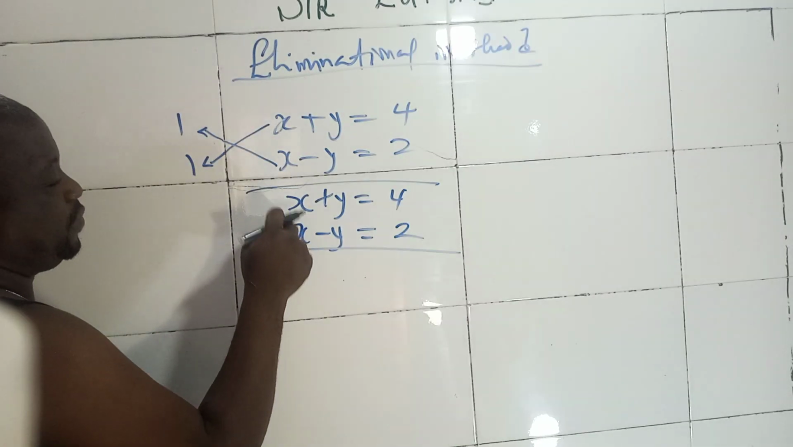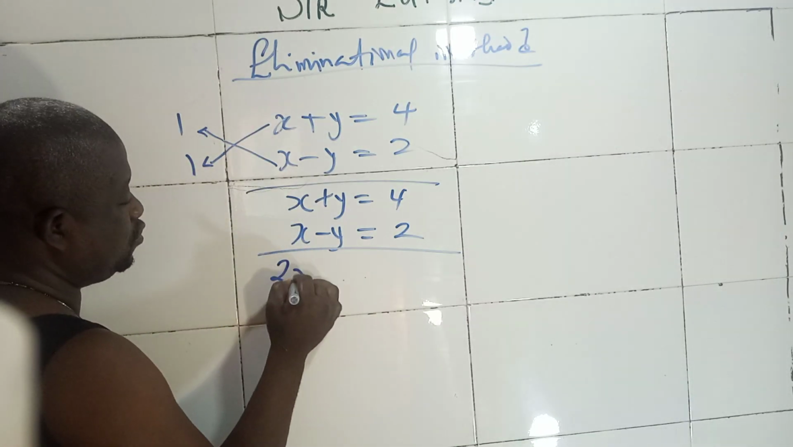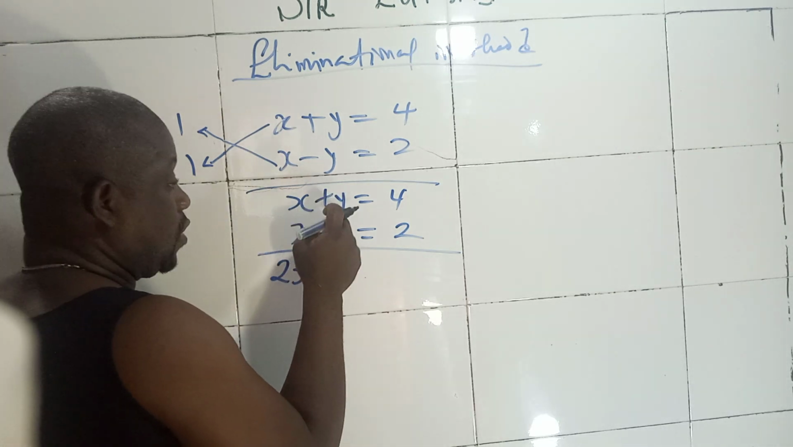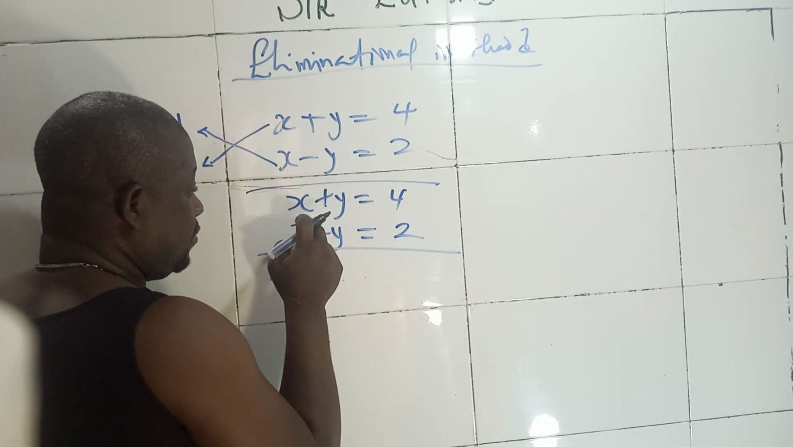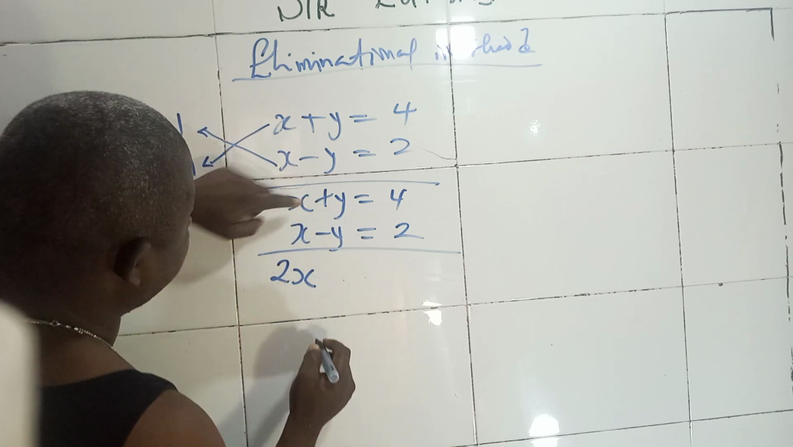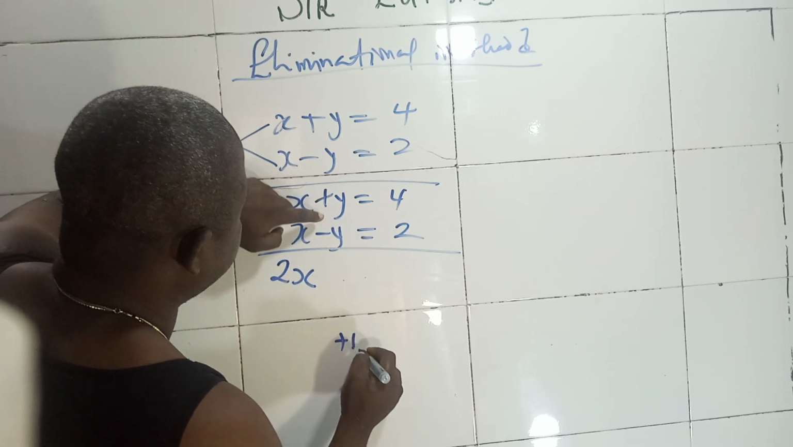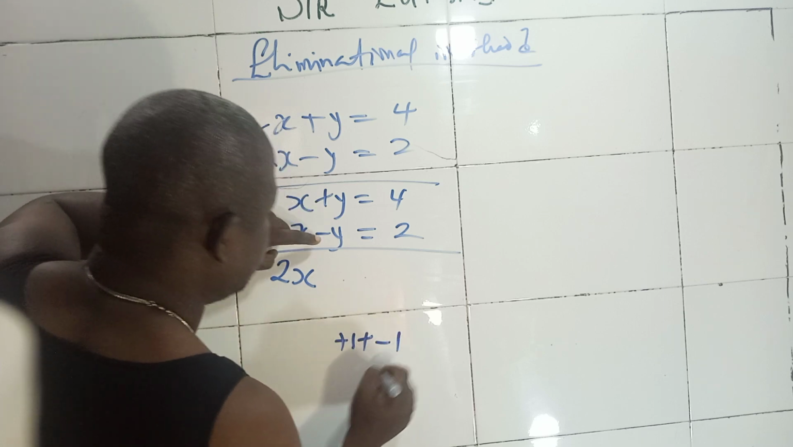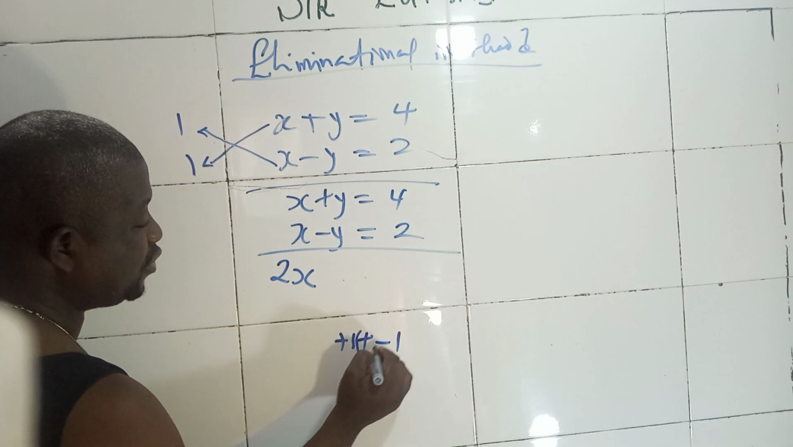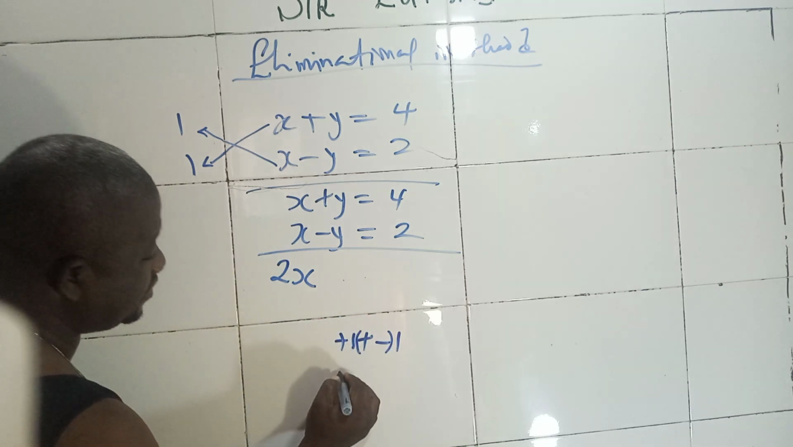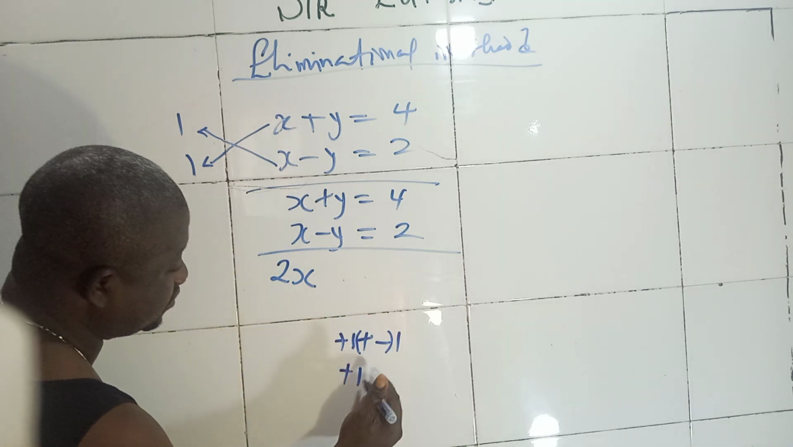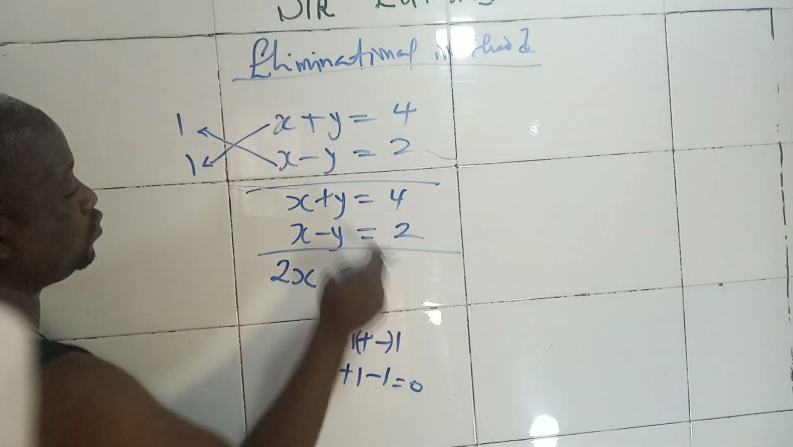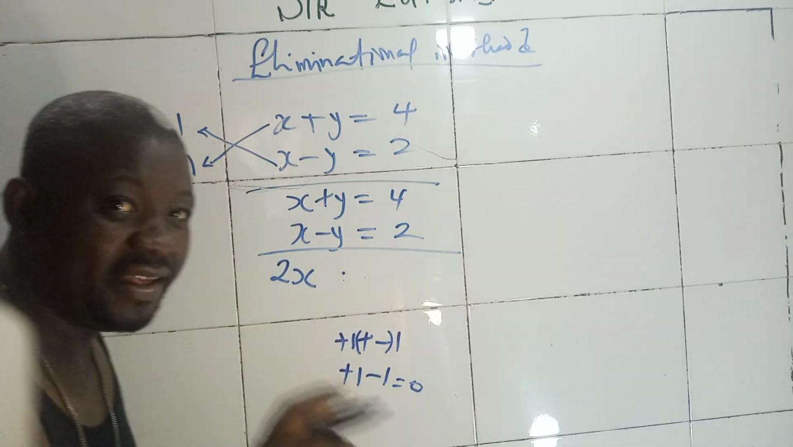This x plus x, that is 2x. This is plus y, which is plus 1, plus minus 1. This is plus 1 plus, that's the sign you are using, then minus 1. So always use your brackets. This is now plus 1, plus times minus, minus 1. That is what? It is 0. Plus 1 minus 1 is 0. So this one has been eliminated.